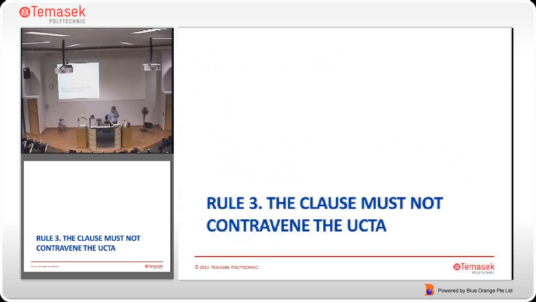Okay, let's go to the next one. Alright, so finally, third rule: the clause must not contravene the Unfair Contract Terms Act.